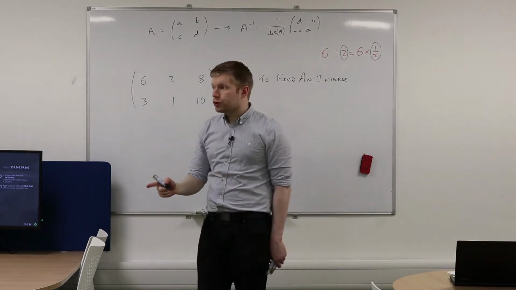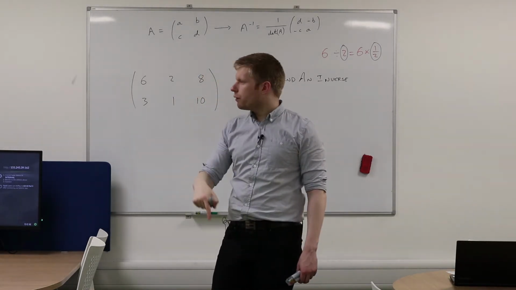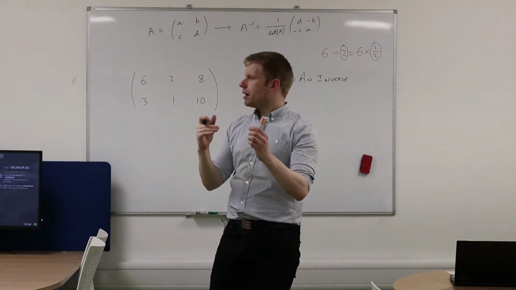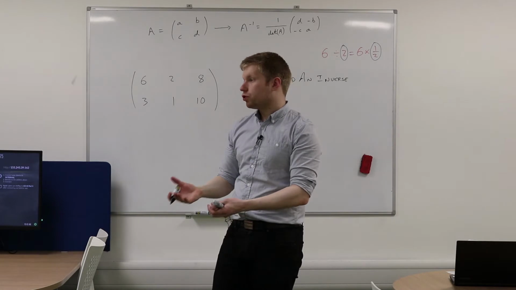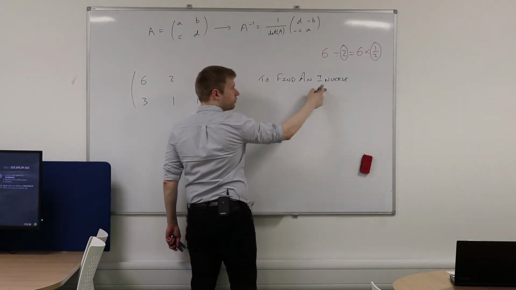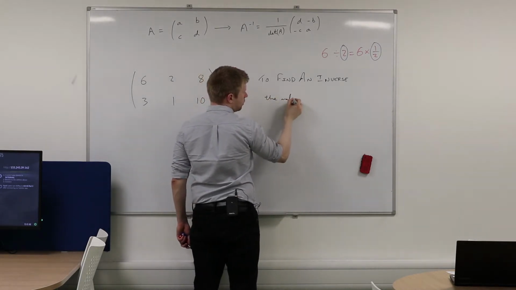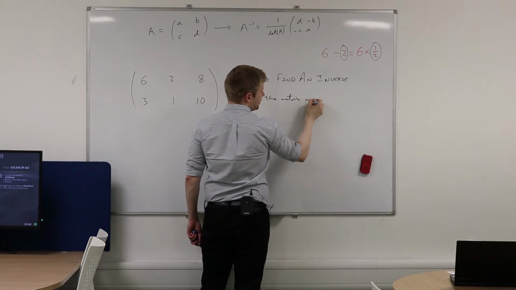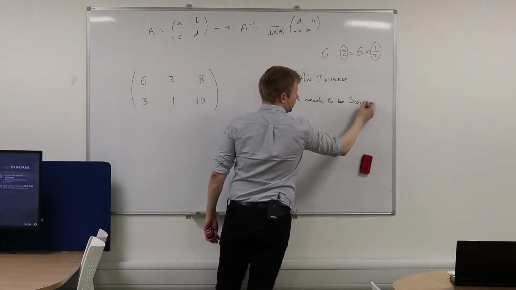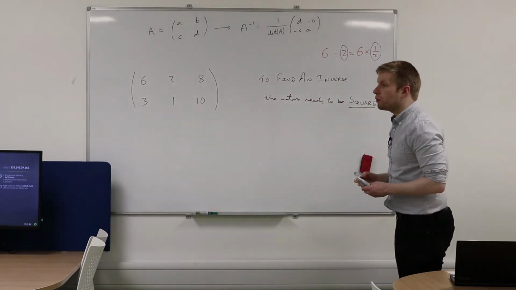You could also have 3 rows and 3 columns, or 4 rows and 4 columns, or 5 rows and 5 columns. Basically, as long as the columns are the same as the number of rows, then I can try and find an inverse. Okay? So to find an inverse of a matrix, the matrix needs to be square. So in other words, the number of rows needs to be equal to the number of columns.